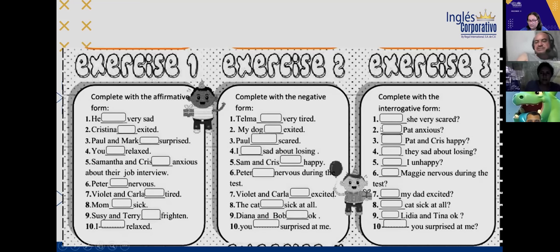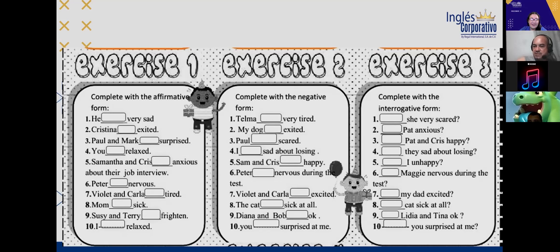Was she very scared? Two, was Pat anxious? Were Pat and Chris happy? Four, weren't they sad about losing? Were they sad about losing? Yes, they were in Spain. Was I unhappy? Mm-hmm. Six. Was Maggie nervous?